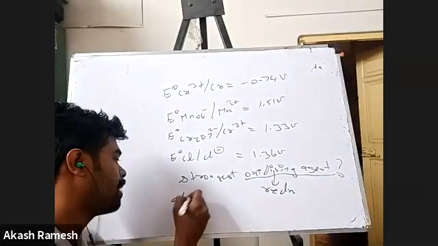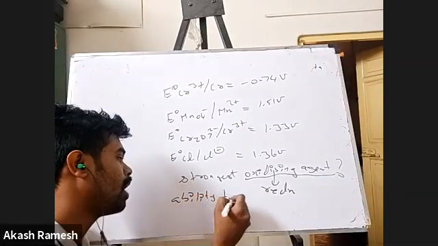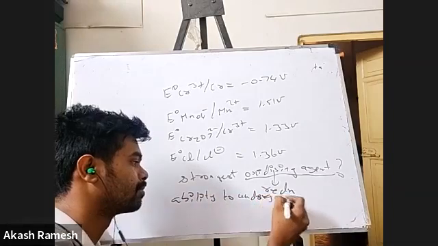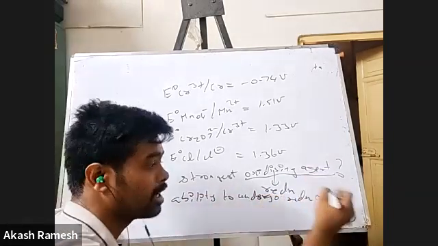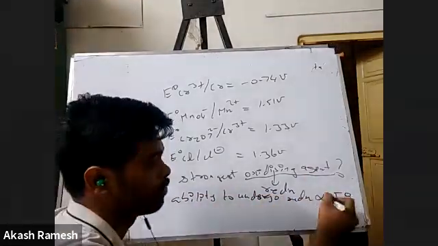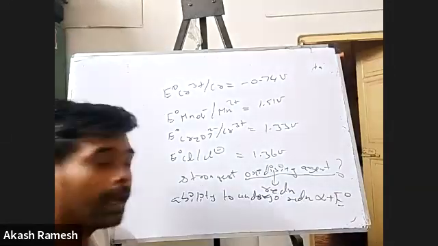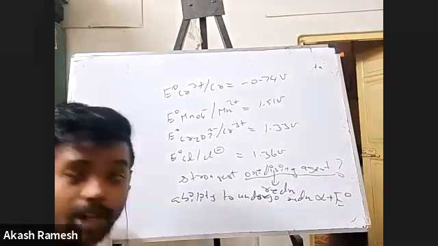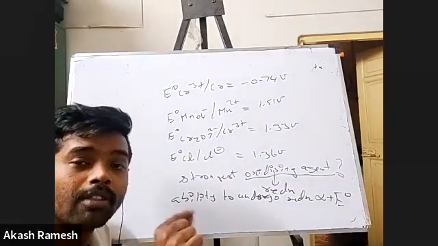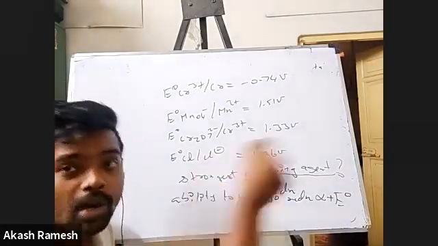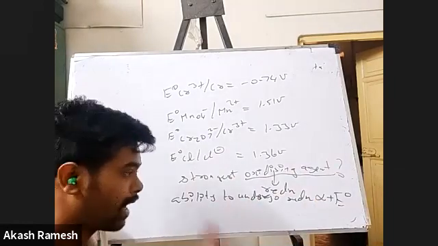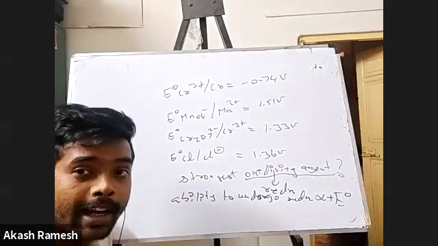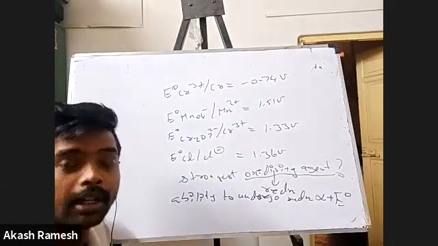Please understand, the ability to undergo reduction is directly proportional to the E naught values, the positive value. So the more positive the reduction potential, the greater the ability of that particular species to undergo reduction. And I can say the opposite: its ability to get oxidized will be directly proportional to the negative value of E naught.